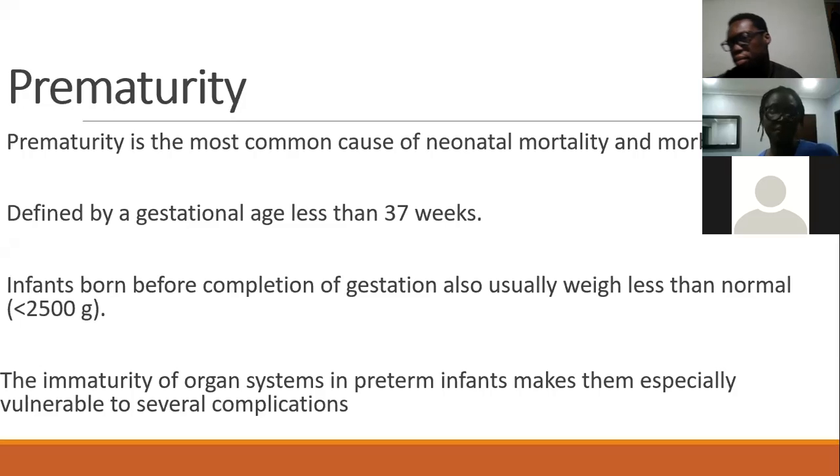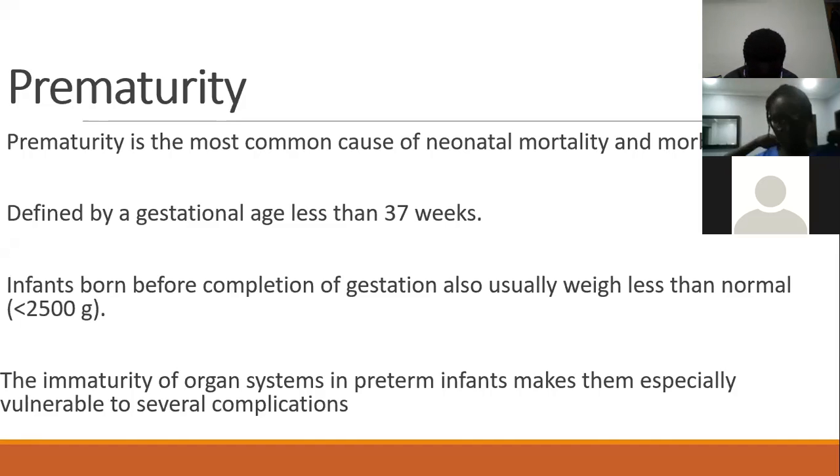A premature baby is a baby who is born before 37 completed weeks. You can also have a baby who is small for gestational age or low birth weight. So low birth weight means less than 2,500 grams. So those two definitions are different, but they can overlap.